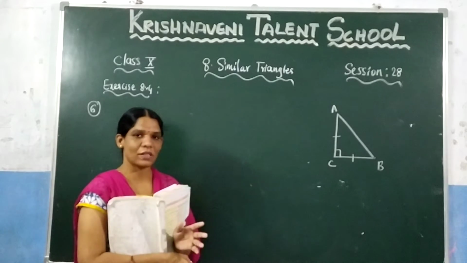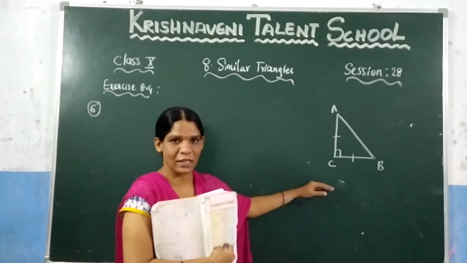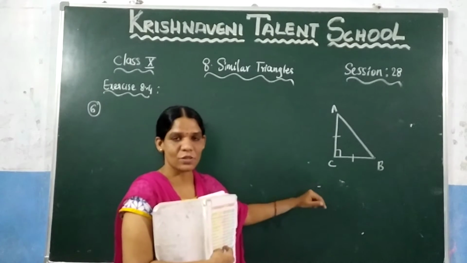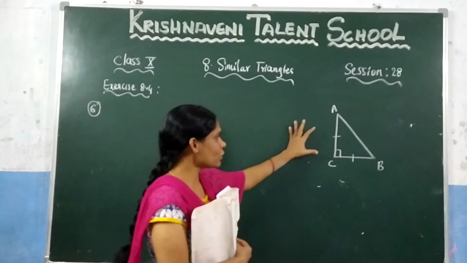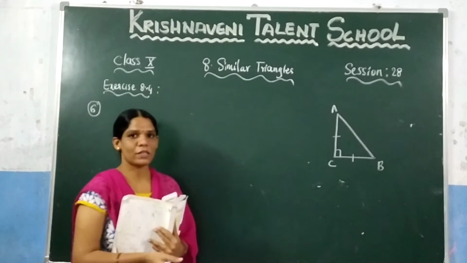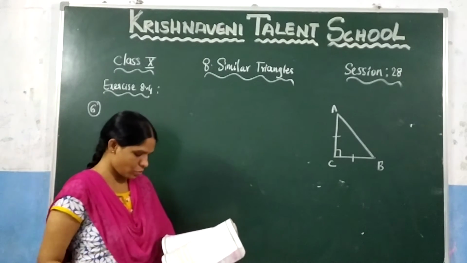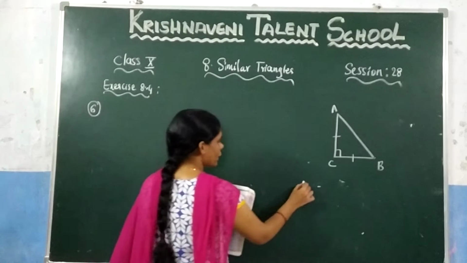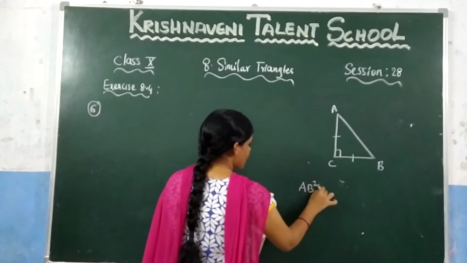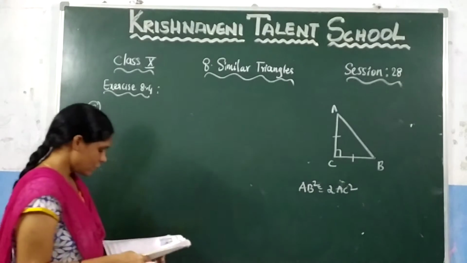So they have given one right angle triangle, right angle is at C, and they have given it is an isosceles triangle. That means the length of AC must be equal to the length of BC. Based on this, what we need to prove? We need to prove AB square is equal to 2AC square. This is what we need to prove.